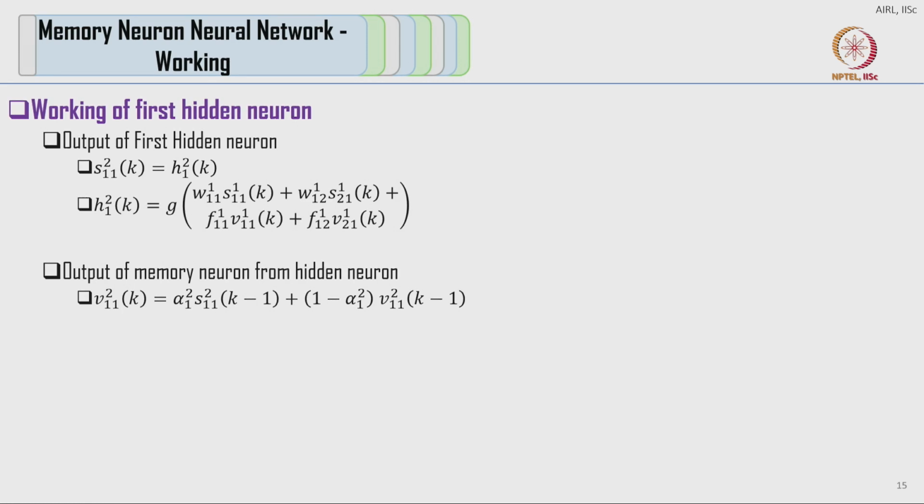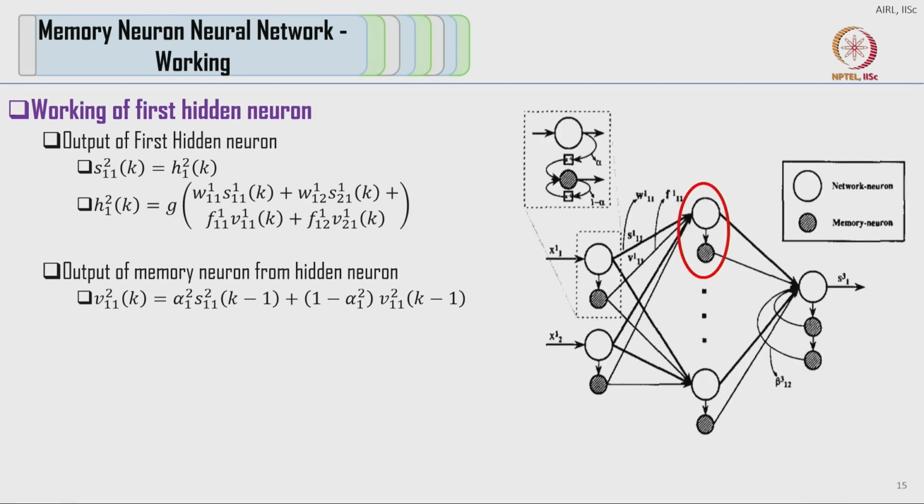Now, let us look at the first hidden neuron. We are interested in the network neuron. S11 of k is nothing but H11 of k. What is H11 of k? It is an activation function G. G is the activation function. You can use unipolar sigmoidal or bipolar sigmoidal, you can use any of the activation functions.